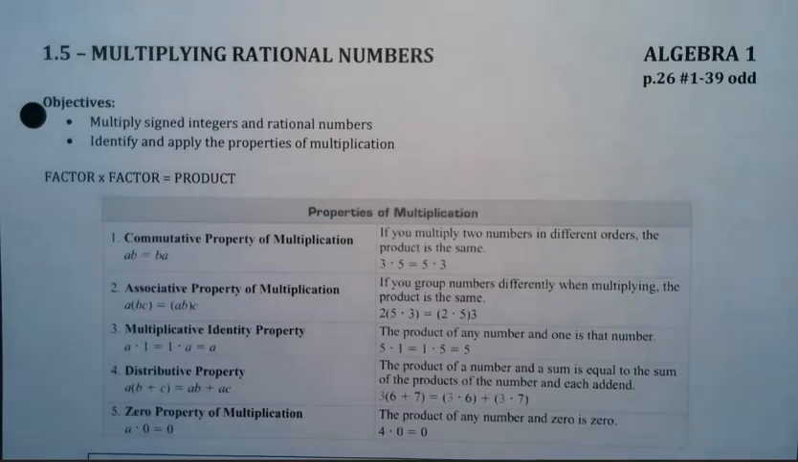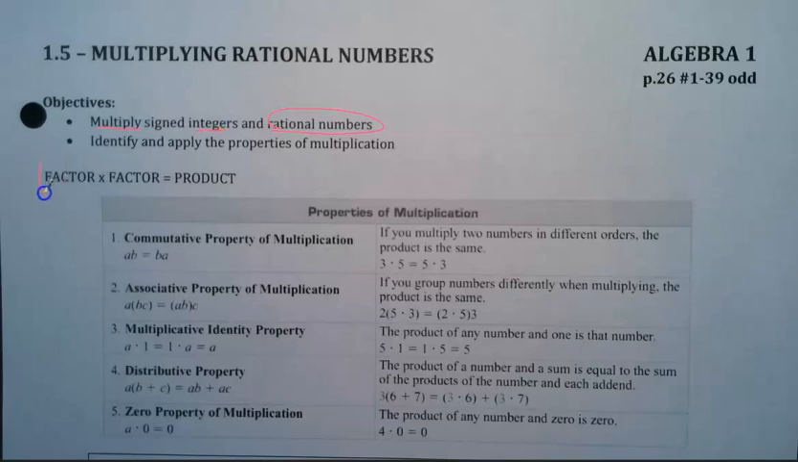All right, today for algebra we're doing 1.5, multiplying rational numbers. So our objectives today are we're going to multiply the signed integers and rational numbers. Remember, rational numbers means like fractions and decimals. Integers are those positive and negative numbers. And we're going to identify and apply the properties of multiplication, in which we have a lovely chart of.